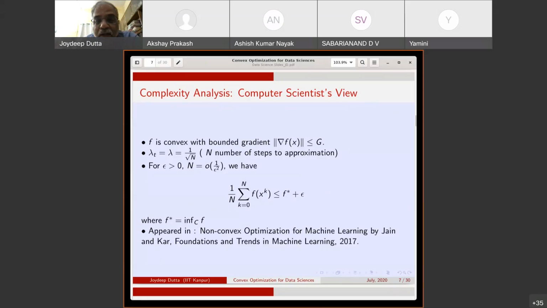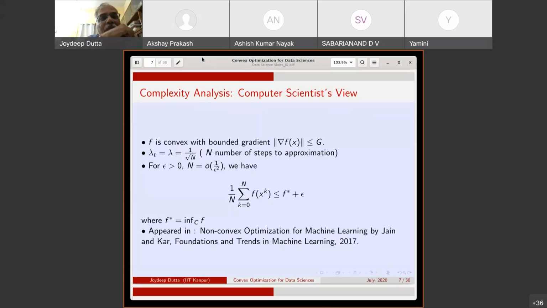They are not finding one xk, they are finding all the x's and then taking the average of the functional values. If that average functional value is less than or equal to f star plus epsilon, then I am done. Then it's up to me to decide what kind of iterate I want to choose. But computer scientists in most cases choose ergodic convergence. Why? Here there is no guarantee that the function value is decreasing.